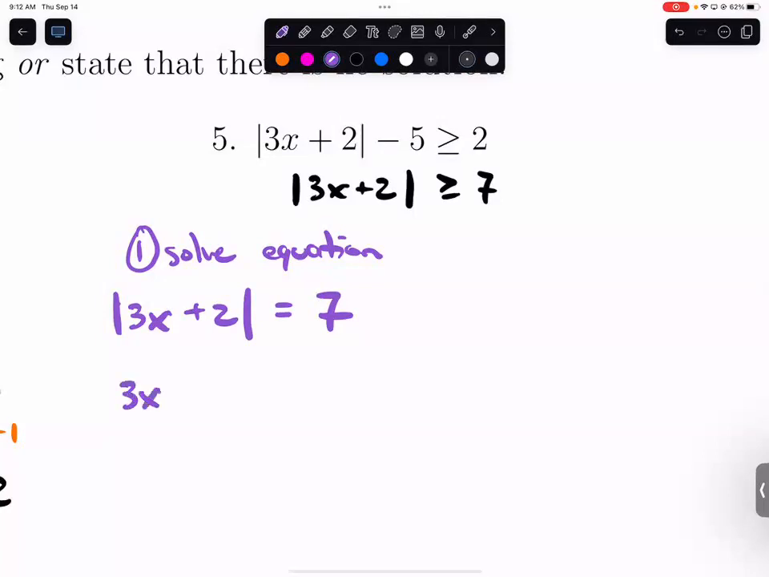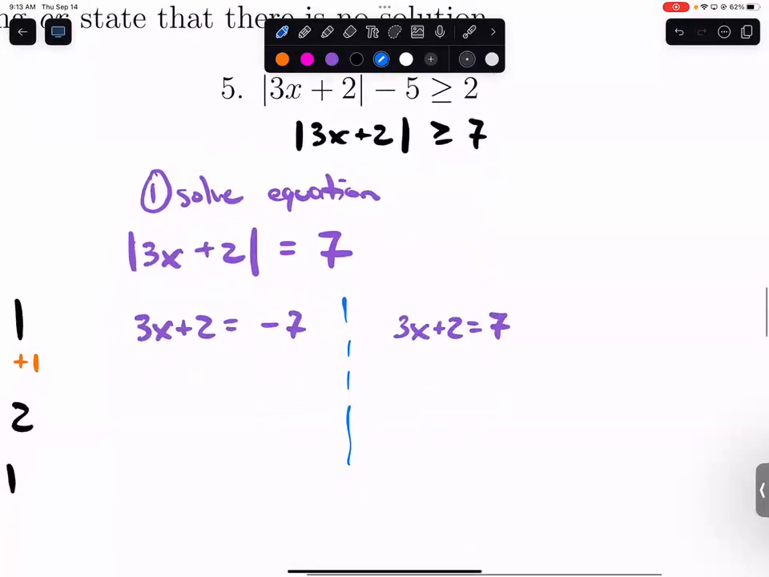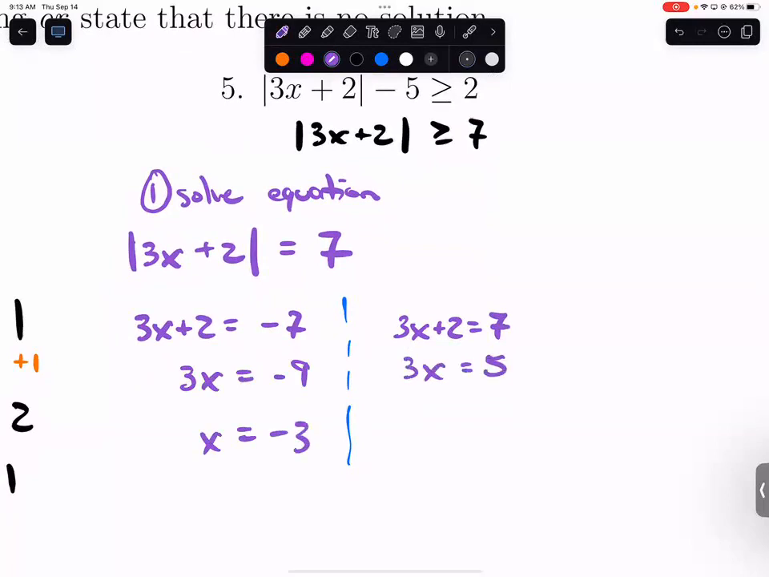And then solve. Subtract 2, divide by 3.